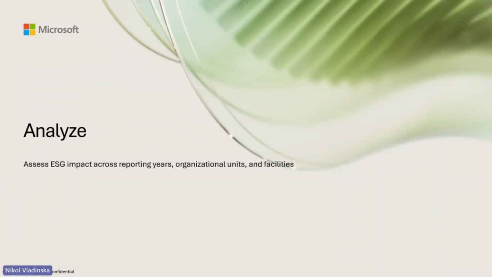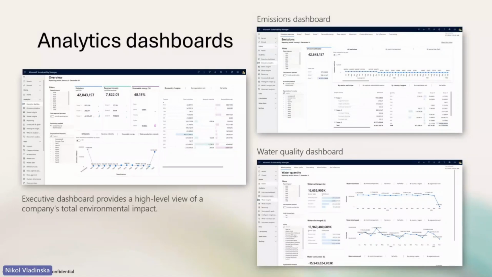Once we've calculated our data, it's time to analyze the resulting ESG impact across our organization. Analytics dashboards in Microsoft Sustainability Manager provide centralized visibility across key ESG metrics such as emissions, water, and waste by consolidating data into a unified view that supports tracking, benchmarking, and operational insights.